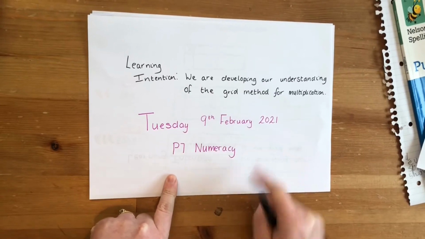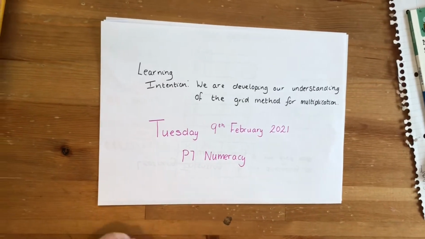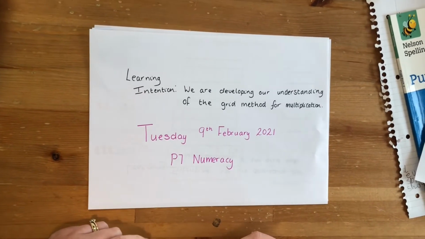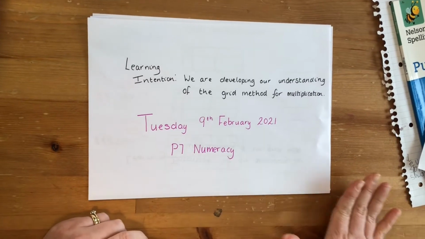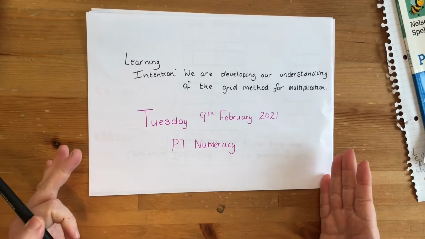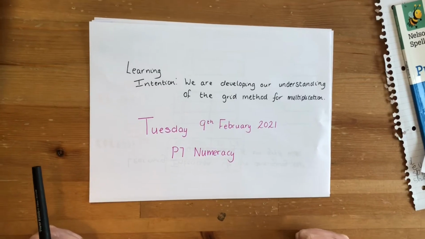I'm going to be giving you the input today for Primary 7 Maths for Tuesday, the 9th of February 2021. So our learning intention today is we are developing our understanding of the grid method of multiplication. Last week we were looking at the lattice method for multiplication, and we've been working on our multiplication strategies that can help us when we have to multiply a couple of numbers together.